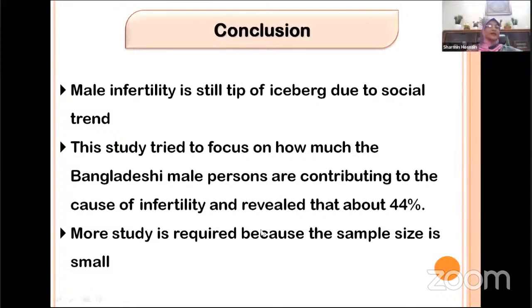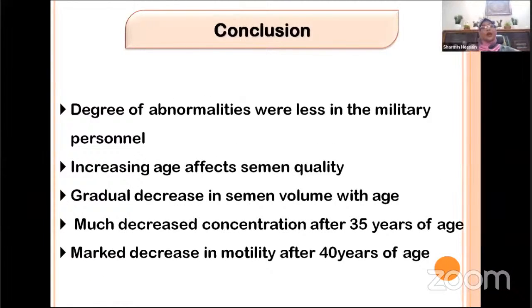And we can summarize that male infertility still is the tip of the iceberg due to social trend. But the study tried to focus on how much Bangladeshi males are contributing to the cause of infertility. And it revealed that it is 44%. But more study is required because the sample size was very small.